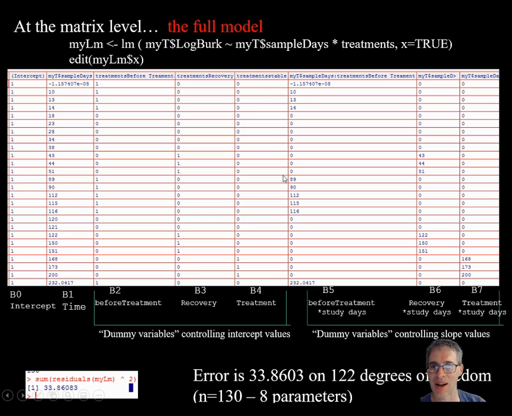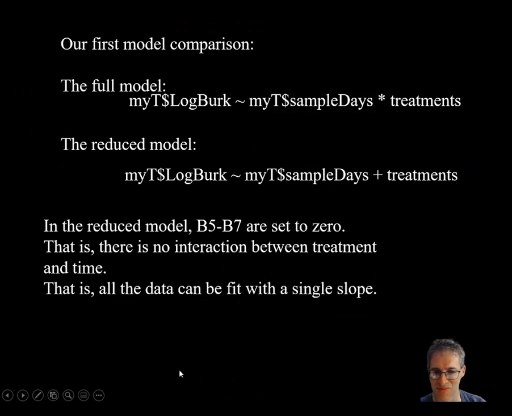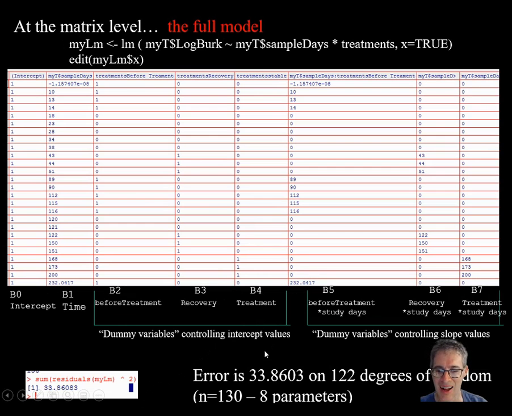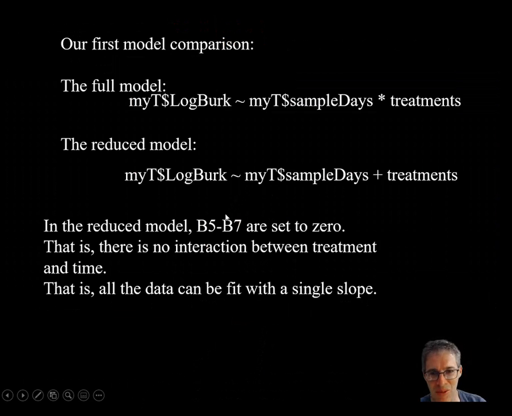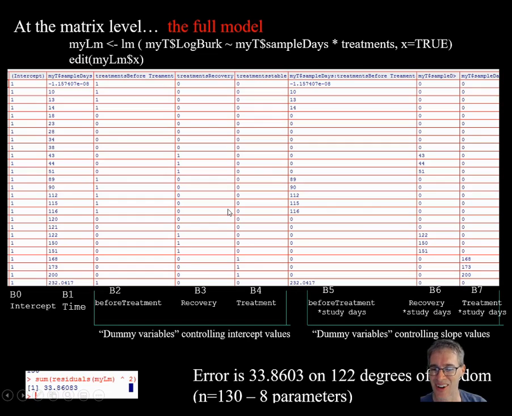And so, again, at the matrix level, this is the full model. We could go through and calculate this error by hand, but we're just going to let R do this instead. So R gets the fits for us, and we just take the sum of the squared residuals of this model, and this turns out to be 33.8. There are 130 data points in the data set. There are 8 parameters in our full model. So we have our residuals, and we have our degrees of freedom for the full model.